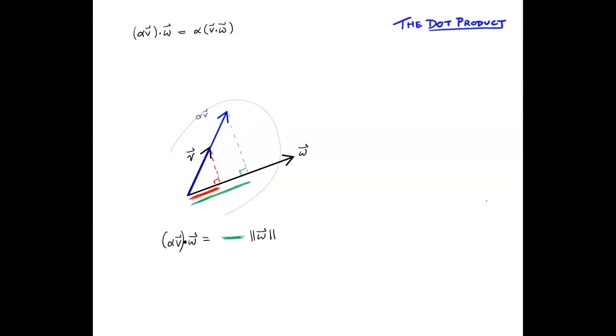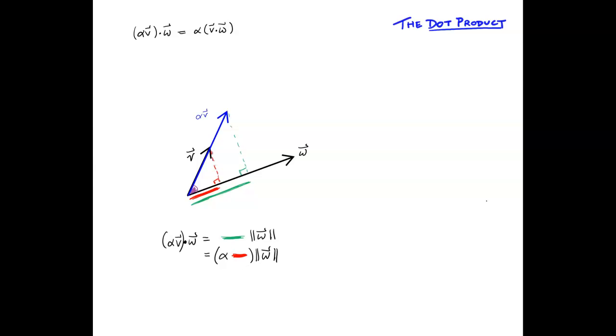Look at these two right triangles. They are, of course, similar triangles because they are both right triangles and they share this purple angle. Since they're similar triangles, there's a common scaling factor for all of their sides, and that scaling factor is obviously alpha, because the hypotenuse of the big triangle is alpha times the hypotenuse of the small triangle. That means that exact same relationship has to hold right here. The green length has to be alpha times the red length, which means that I could rewrite this expression right here. Instead of the green length, I could say alpha times the red length times the length of w.